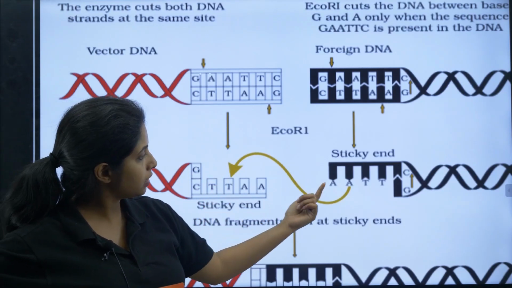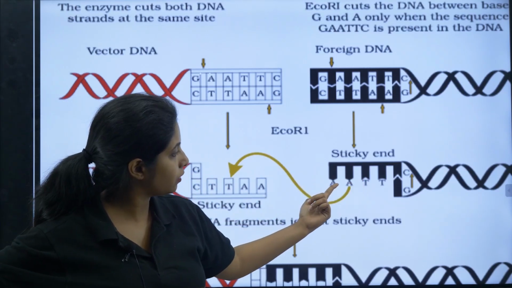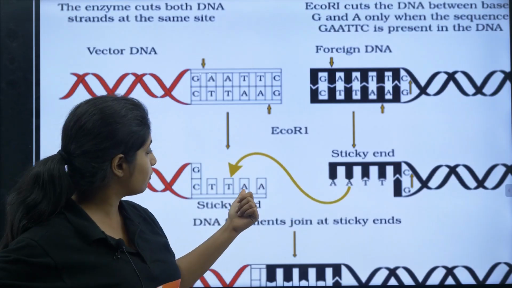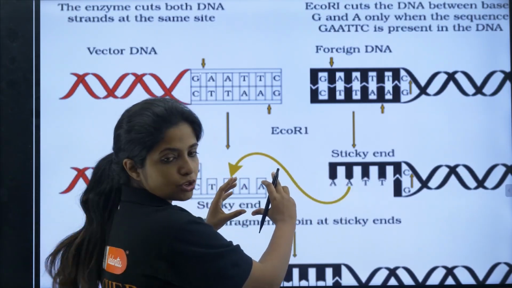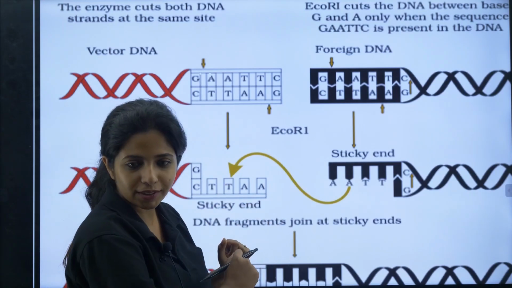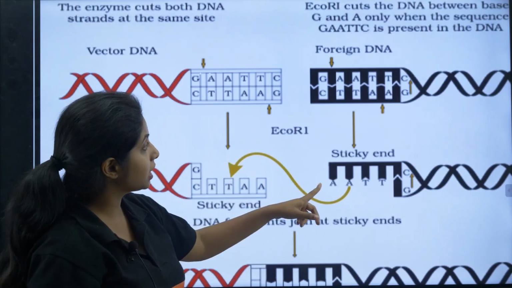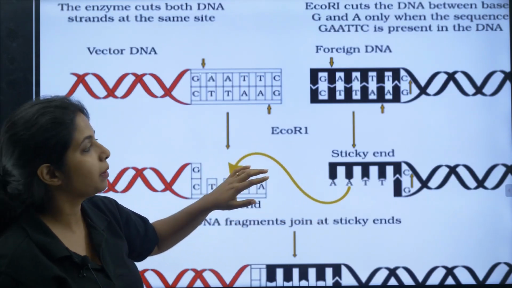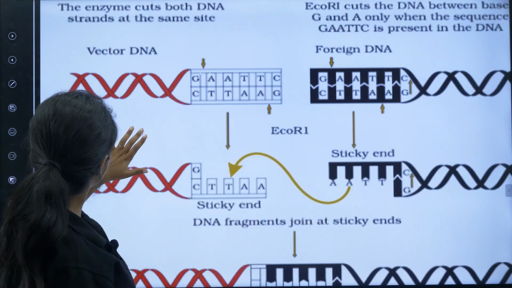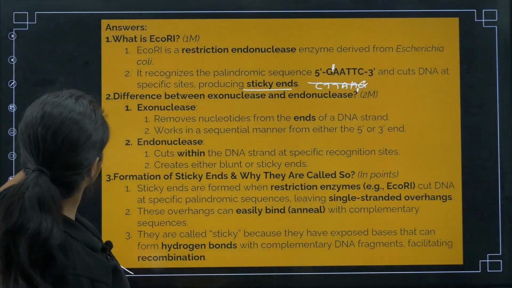Since if you see, they have complementary base pairs: T will be binding with A, and A will be binding with T. Get it? So if I make them close to each other, they are going to bind with each other. So these are sticky ends, and you get them when you cut with the same restriction enzyme, my dear children. We are going to get that question as well, but yes, let's focus on this.